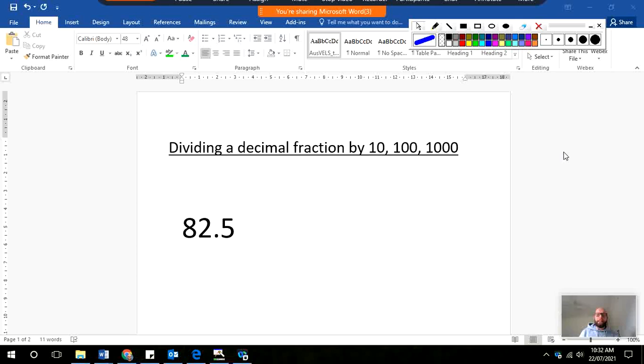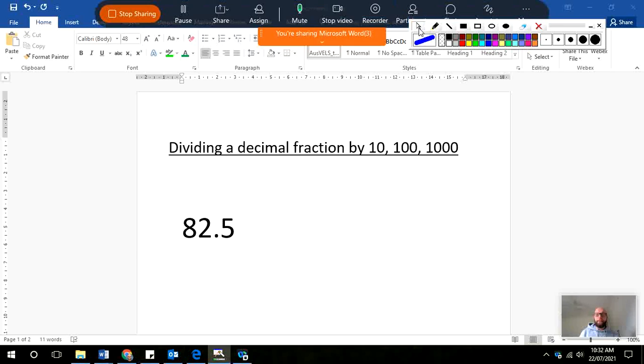When we're dividing by 10, 100 or 1,000, we're dividing by these whole numbers, our decimal fraction is going to get smaller. So when it got bigger, the decimal point moved to the right. When it gets smaller, this decimal point is going to move to the left, because what we're saying is it's going to be 10 times less or 100 times less. And when that decimal point moves to the left, it's going to get smaller. So let's look at an example.